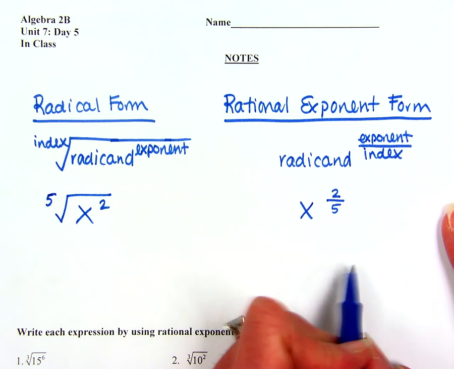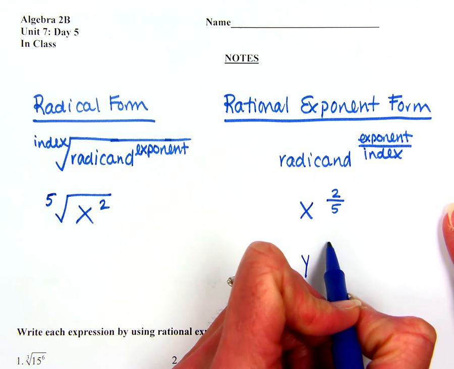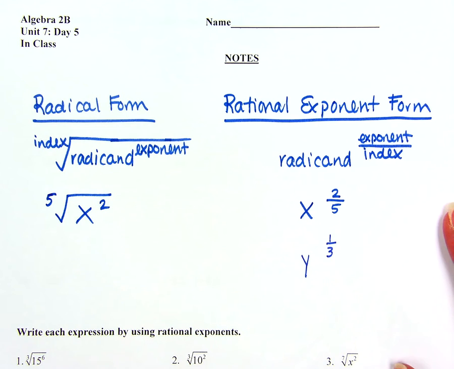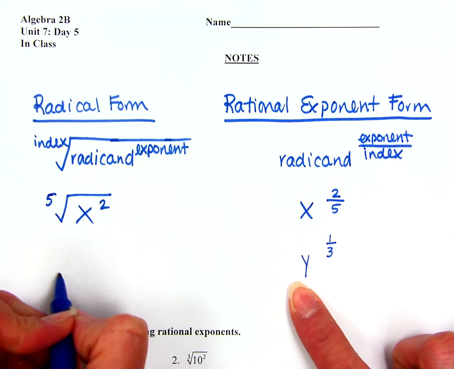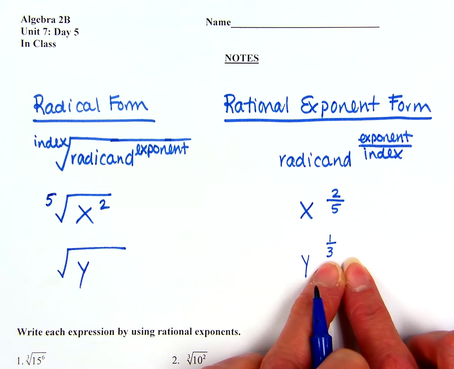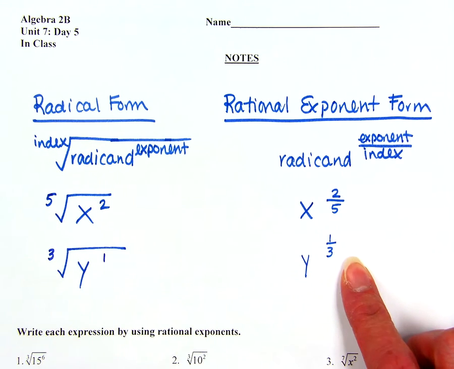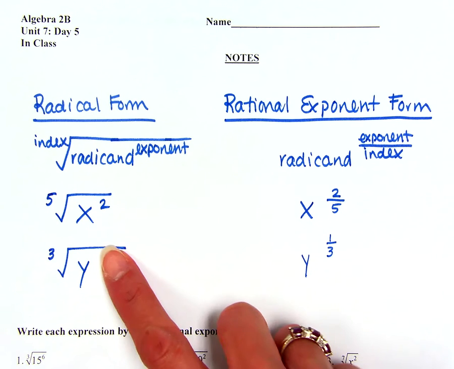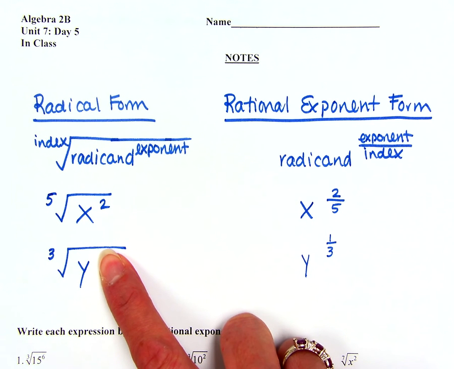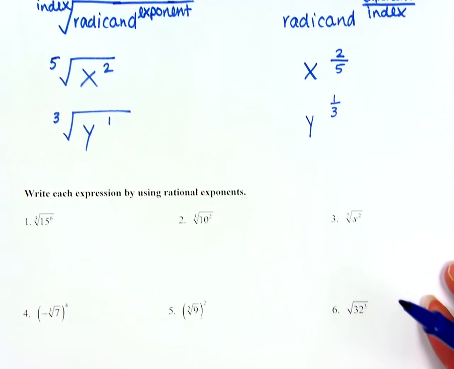If you have it the other way around, let's say that you have y to the 1/3 power, this can be rewritten as y is my radicand, and then this 3 in the denominator, that becomes your index, and this 1 over here, that's your exponent. So it's the cube root of y, and you technically don't need the 1 because anything raised to the first power is just itself. So you're just going to convert to the other form in these problems.